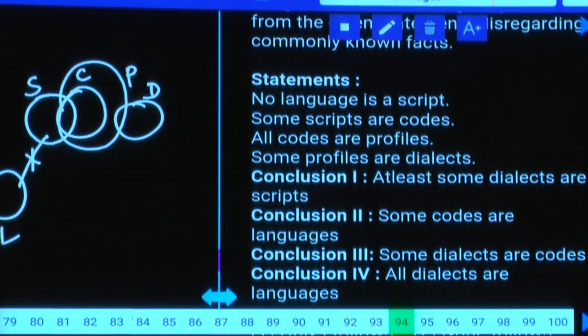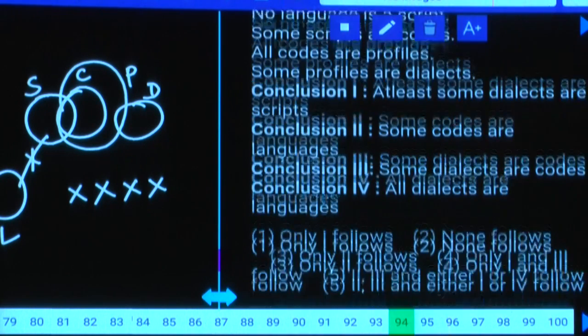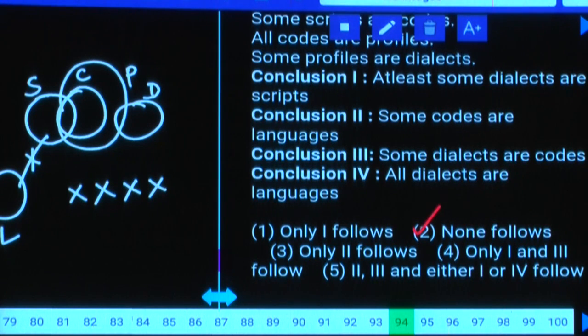Then coming to the first one, some dialects are script. Dialect and script, no intersection between these two. And some codes are languages, that is also false. And some dialects are code, this is also false. All dialects are languages, and this is also false. And so all the given conclusions were false. So what is your answer? None follows, that is choice 2. This is about question number 94. Choice 2 is the answer, none follows.